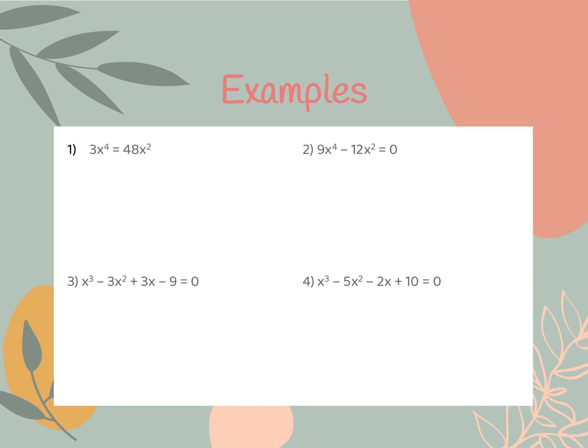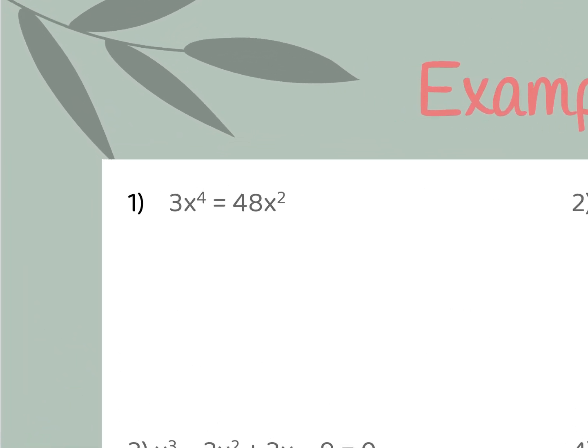Looking at number 1, it says 3x to the 4th equals 48x squared. In the last section, before we factored, we wanted the entire equation set equal to what? To 0, right? So let's do that first. Let's subtract 48x squared from both sides, and we should get 3x to the 4th minus 48x squared equals 0.